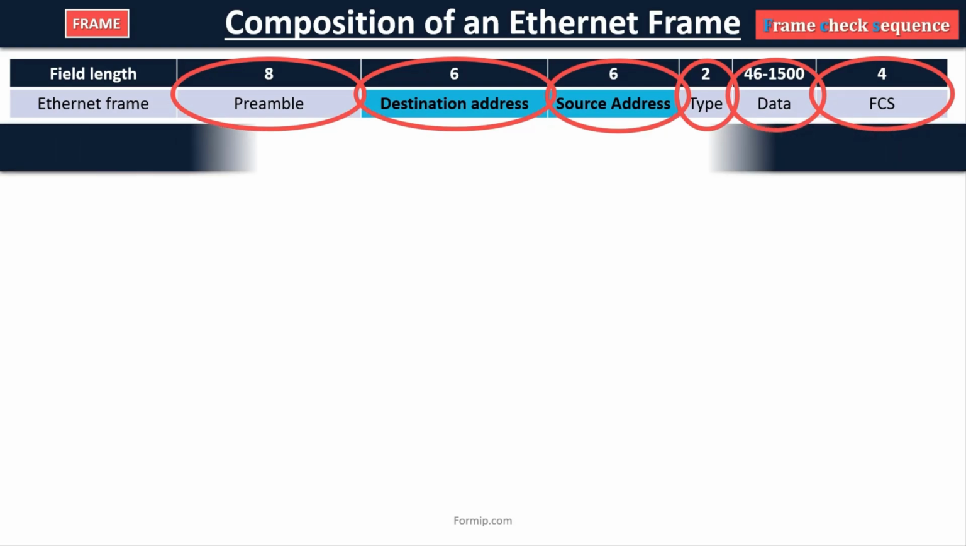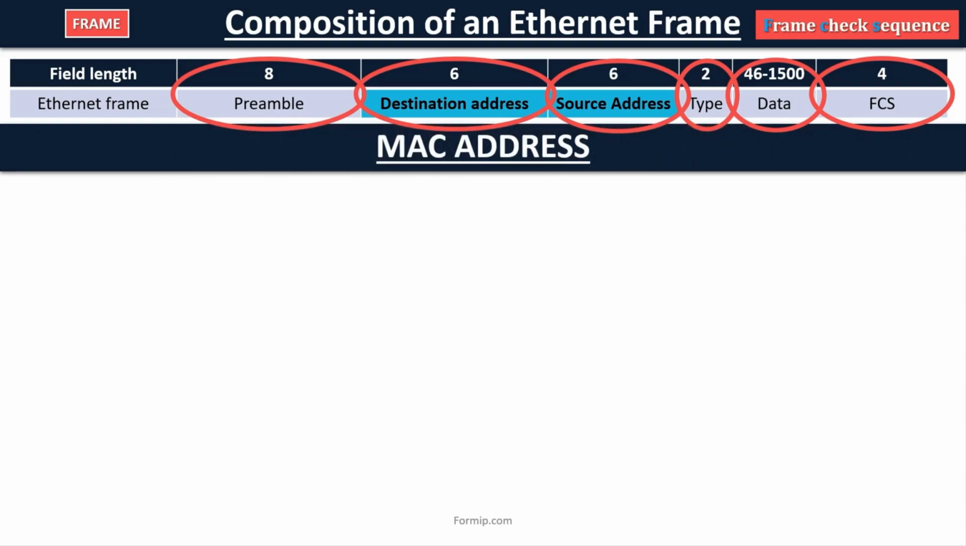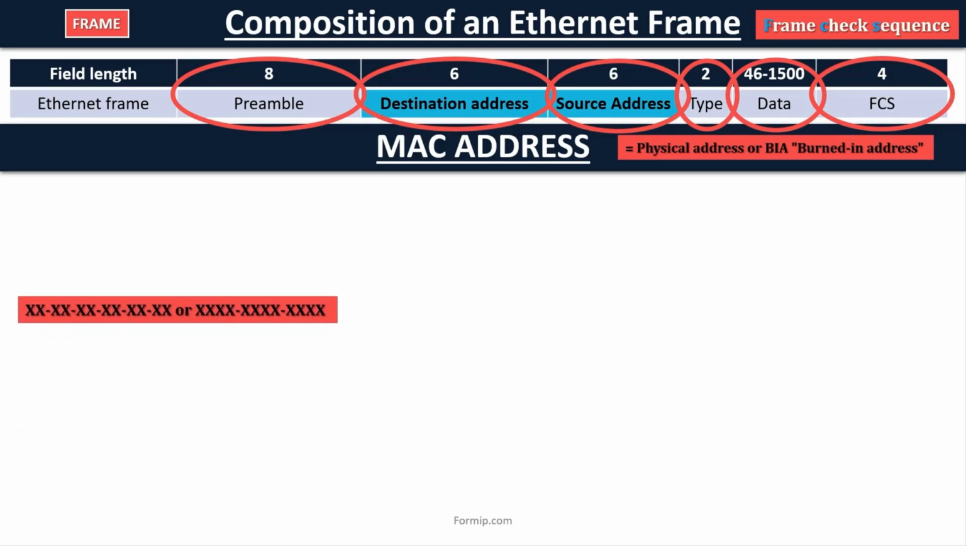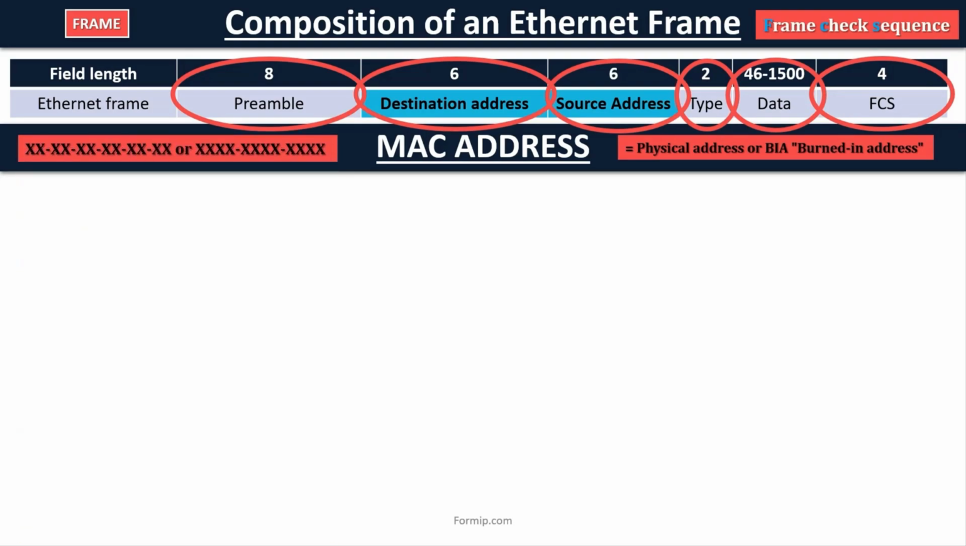Now we're going to talk about MAC addresses. Every network device has a unique MAC address. The MAC address is engraved in the network card. It's also called physical address, or BIA, burned-in address, and is expressed in groups of 2 or 4 hexadecimal figures.